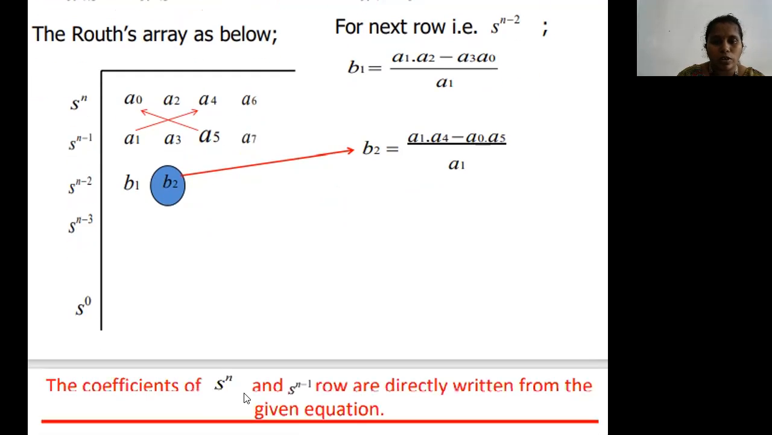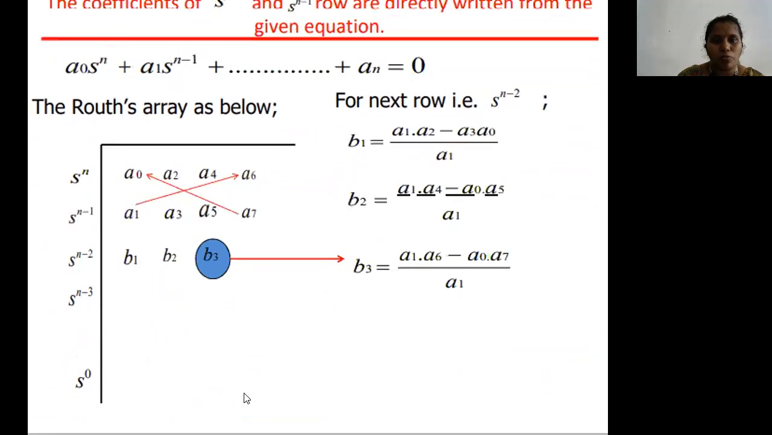That means we have to determine the next value, right? For that purpose, I am obtaining the value of b3. How will I obtain b3? B3 can be determined using a1 and a6. That means (a1 a6 minus a7 a0) divided by a1. So b3 is equal to (a1 a6 minus a0 a7) divided by a1. In the same way as we determined the values for b1 and b2, we are determining the value for b3 also.